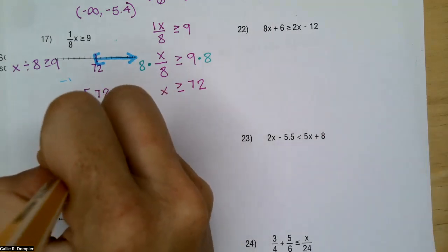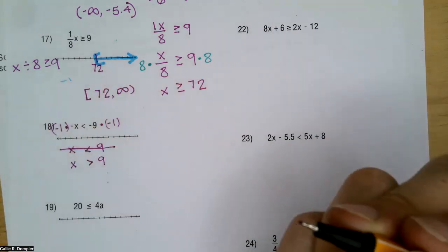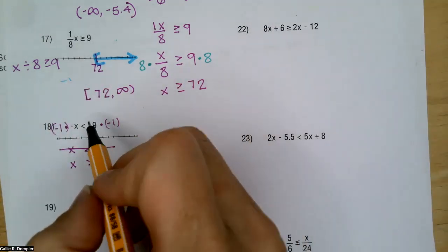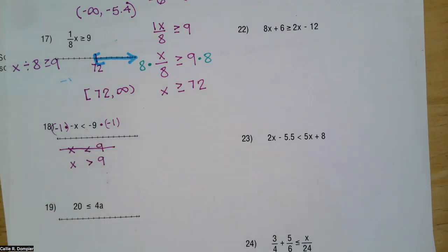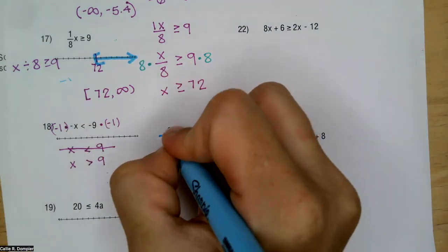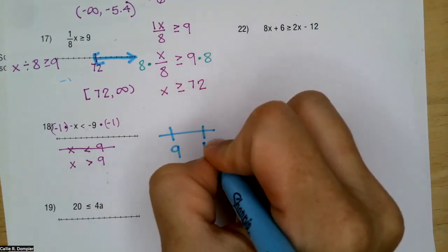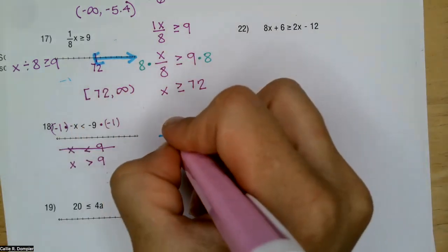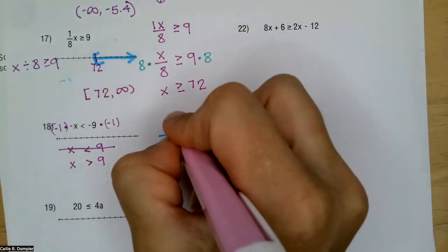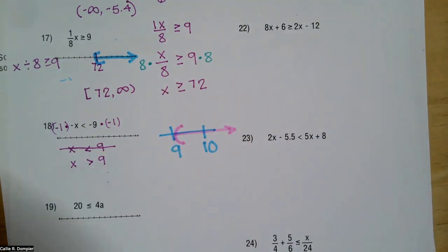Ooh, my goodness, I didn't even follow my own rule. It cannot be that one. It's x is greater than 9 because we multiplied by a negative, so we have to flip the sign. I don't know why I did it with a highlighter. X is greater than 9. That means it's going in that direction. Does not include the 9, so it's a parentheses.